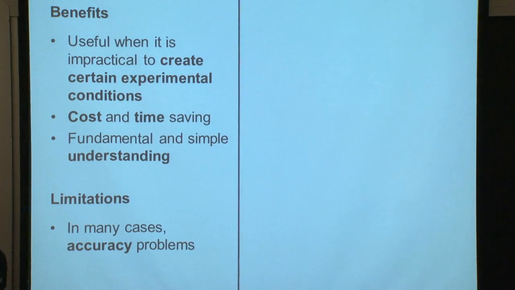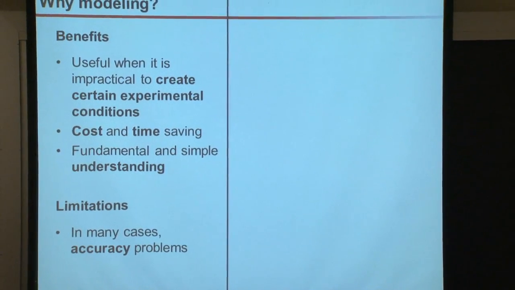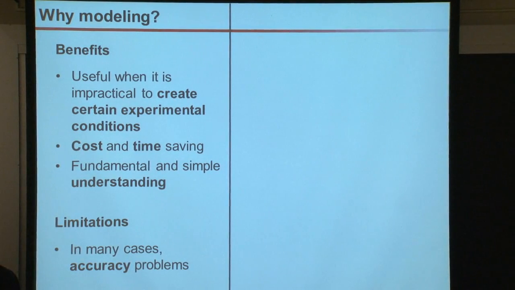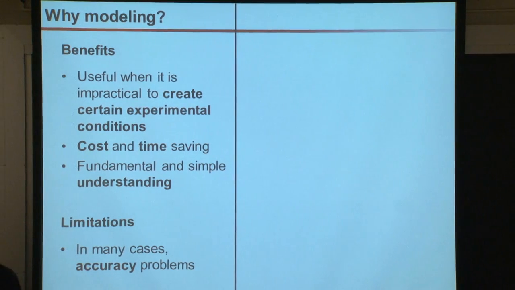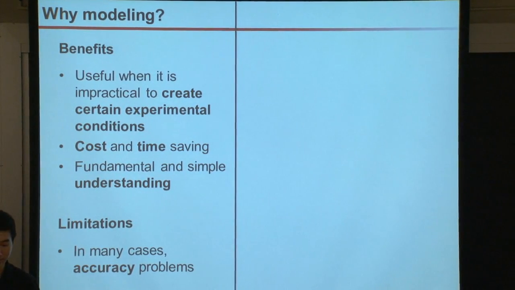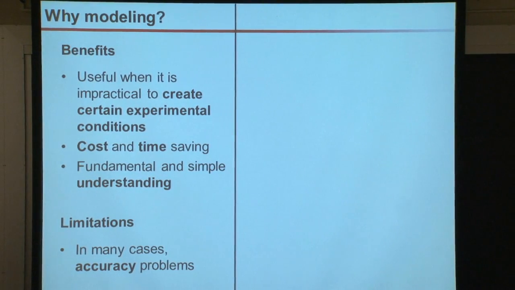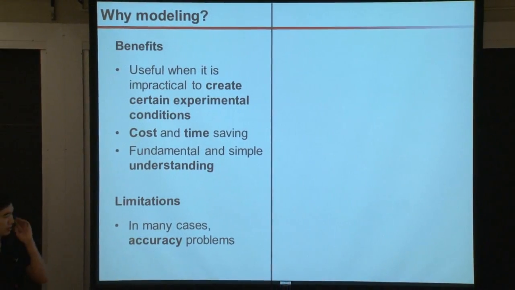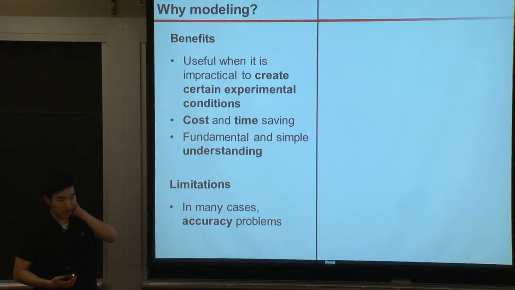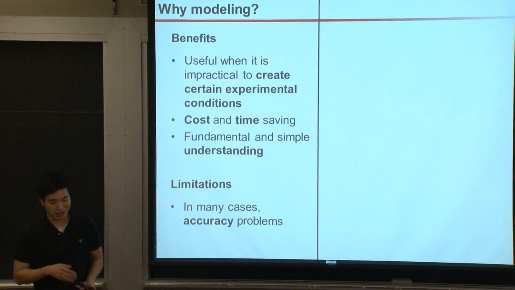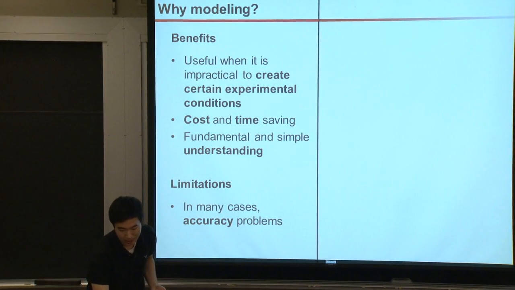So why modeling in general? Because it has a lot of benefits. It is very useful when it is impossible or impractical to create certain experimental conditions. Also, doing simulation is much more efficient in terms of money and time taken. And we can also gain fundamental and simple understanding at a very small scale, such as atomic scale. But there is one very critical limitation, which is the accuracy problem. In many cases the accuracy matters, and it's not really as accurate as what really happens.